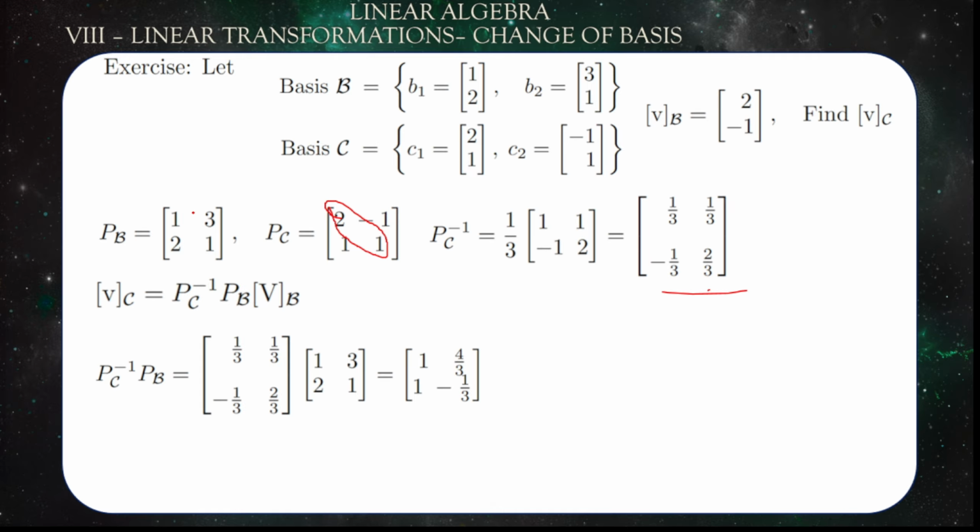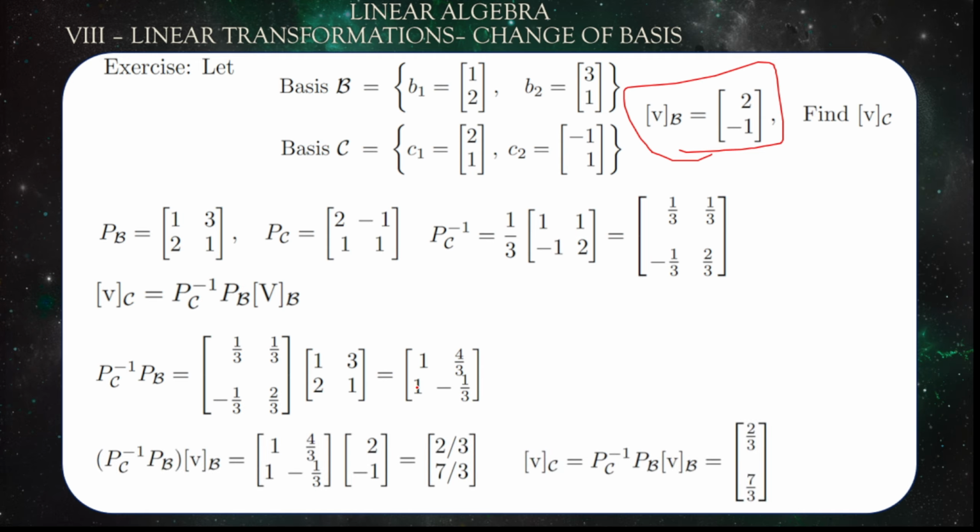PB is the original system, the original matrix, by the way, the original axis system, the original transformation. P minus 1 multiplied by PB is 1/3, minus 1/3, 1/3, 2/3, multiplied by 1, 3, 2, 1, which gives us 1, 4/3, 1, minus 1/3. And then this answer you multiply by the vector that is changing base.